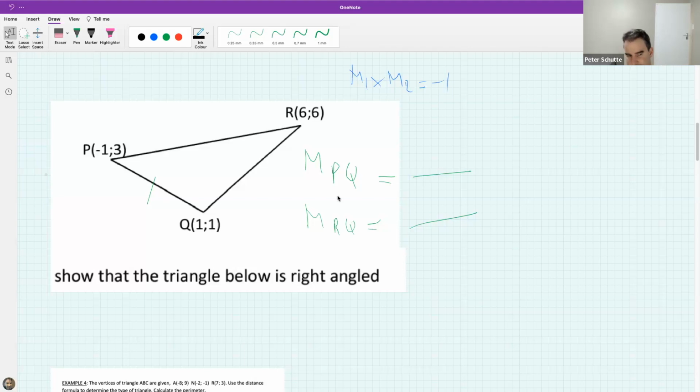So I was just thinking, let's see what we get. So PQ, we've got 3 minus 1, and then you've got -1 minus 1. So then I've got 2 over -2, which is -1. So that's what I get for PQ. What about RQ?